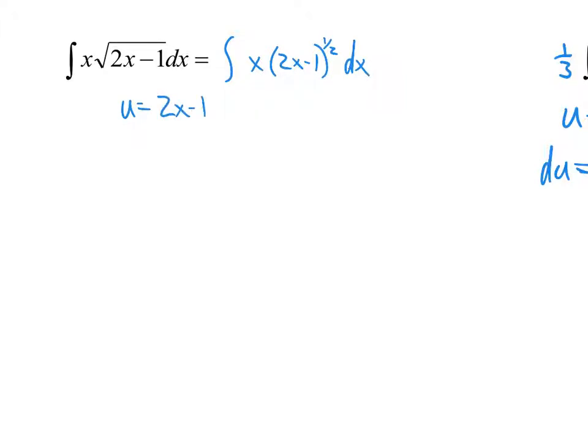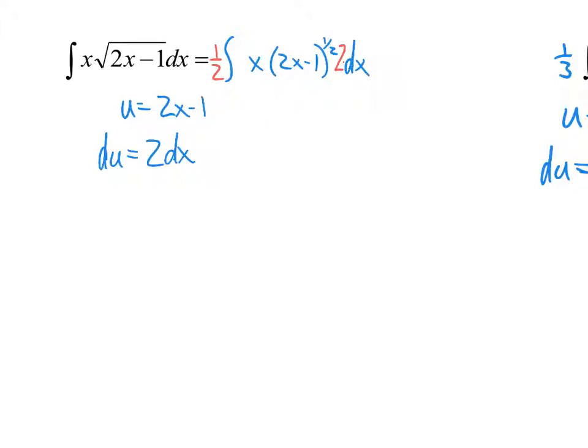What's u? 2x minus 1. Okay, so then du would equal 2 dx, right? Alright, so I don't see a 2 in there. So this is where we're going to need to multiply by 2 on the inside and a 1/2 on the outside, right? Just like we did with the 3 and the 1/3 on the previous example. Okay? So you're still missing one.